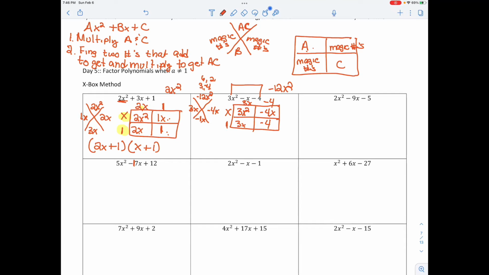Negative 4, sorry. If a negative is in the first box, then when we pull out, we're going to pull out a negative. So this gives me 3x minus 4, x plus 1.